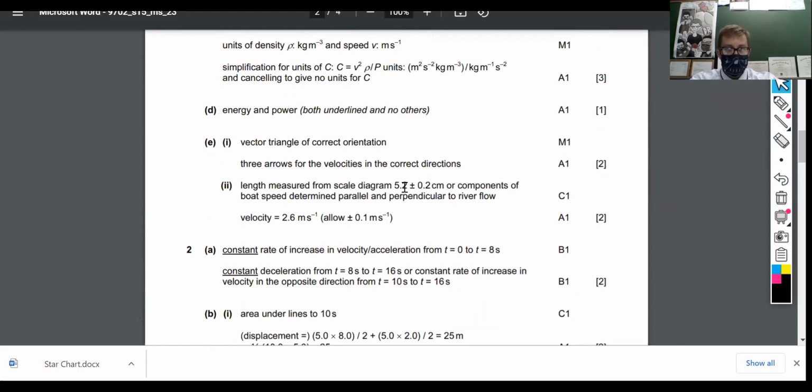So see that you can solve it either with the scale diagram or with components of boat speed determined parallel and perpendicular to river flow. That's what we did. We used components of the boat speed, right? We resolved that vector into x and y components.